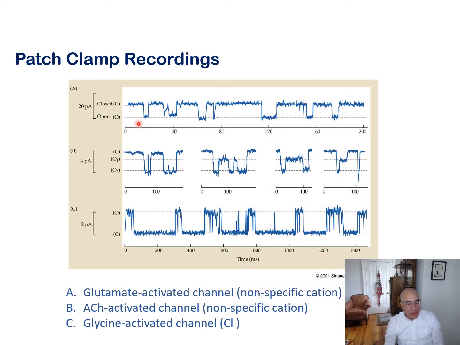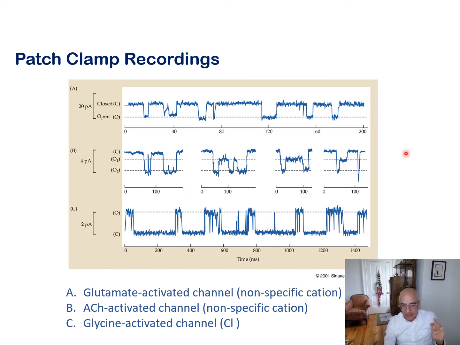Patch clamp recordings that are done through a single channel look something like this. So what you see is the current that is passing. So current is the movement of charge passing through the channel. So here the channel is closed, here it's open, closed, open, closed, and you can see that it opens and closes in different properties. This is a glutamate activated non-specific cation channel.